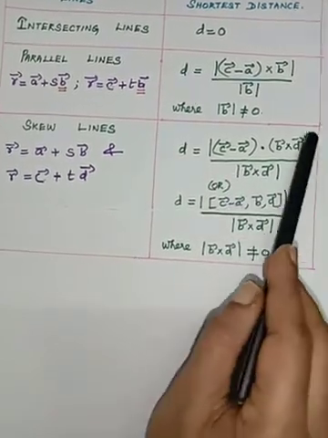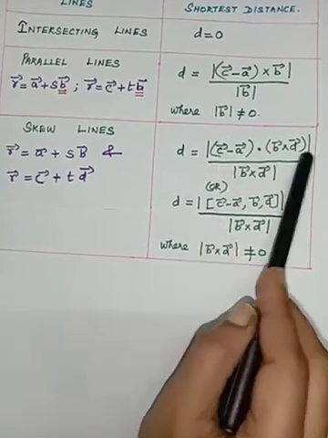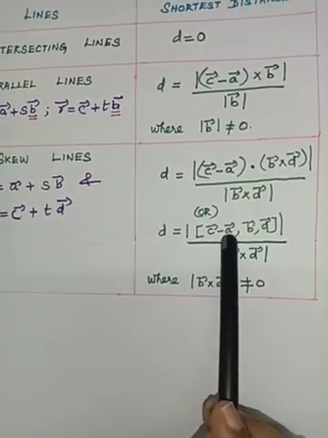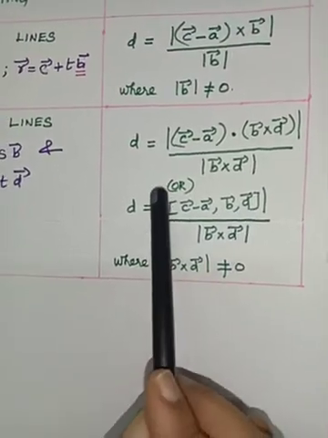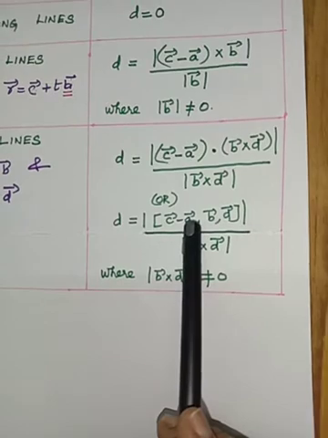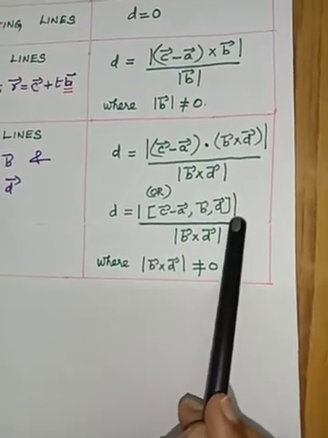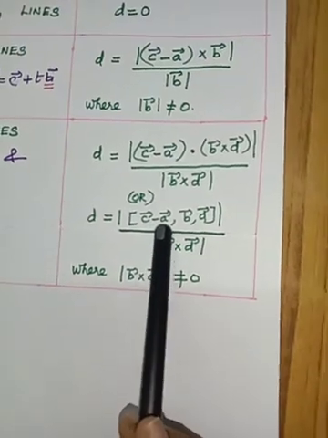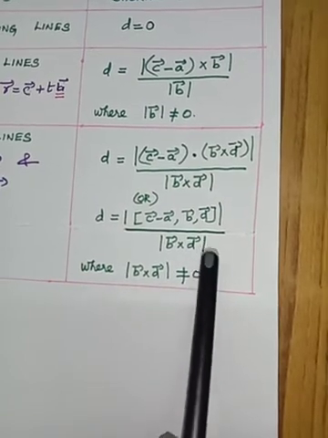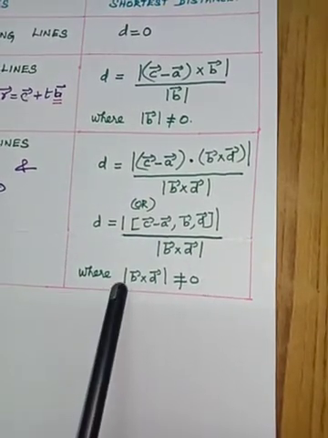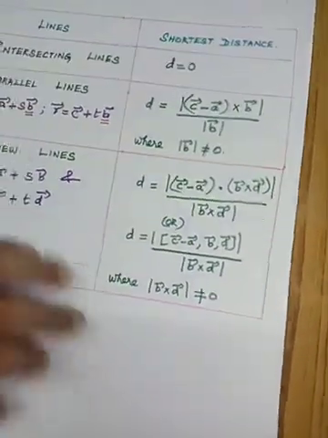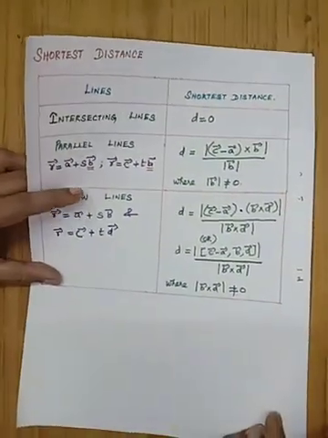Or otherwise, you see the numerator, I have said it is a scalar triple product that can be written as a box product. So box product of C vector minus A vector, B vector, D vector. So absolute value, why is it so? Distance cannot be negative. So this box product may be negative, the answer may come negative. So you have to take the absolute value of the box product of C vector minus A vector, B vector, D vector divided by modulus of B vector cross D vector, provided the denominator modulus of B vector cross D vector should not be equal to 0. This is the formula you should know to find the shortest distance between the lines.